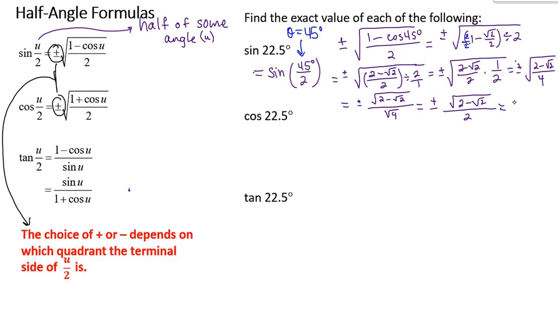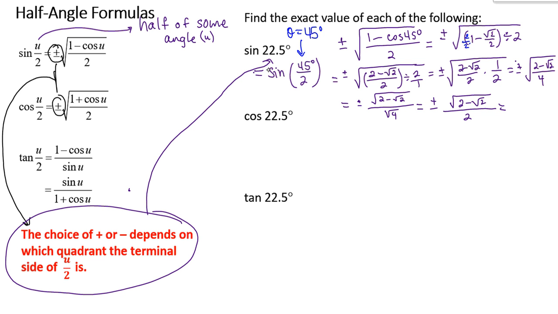Now, we have to figure out what quadrant we're in. The quadrant always depends on what you need for your half angle. So what quadrant is 22.5 in? It's in quadrant 1. So we choose the positive. So our final answer up here is positive square root of 2 minus square root of 2 over 2. That is that answer right there. Phew, lots of radicals going on, one step at a time.